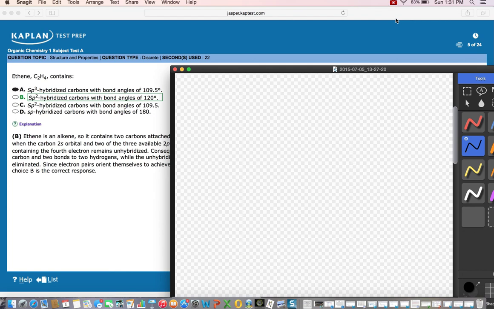Okay, the next question, ethene. We need to have a structure for ethene. C2H4. Just from the name, we need to suspect that we have a carbon-carbon double bond. And then each carbon, in order to make its 4 bonds, has 2 carbon-hydrogen single bonds.